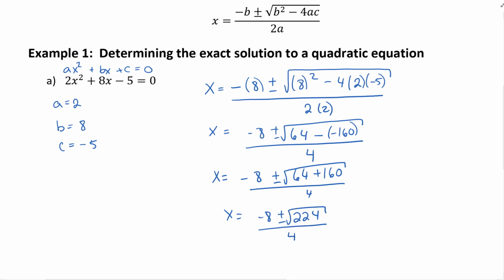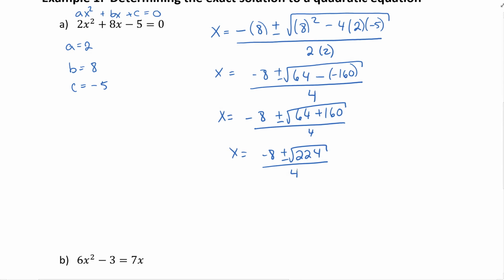all over 4. Alright, at this point, I know that I can't find the square root of 224 as a perfect square root. So I'm going to just leave it there. You can start simplifying radicals if you want, but that's not necessary. In this case, we have two roots, which means we have two x-intercepts. Our first x-intercept would be negative 8 plus the square root of 224, all over 4. And our second x-intercept is negative 8 subtract 224 under the square root, all over 4.